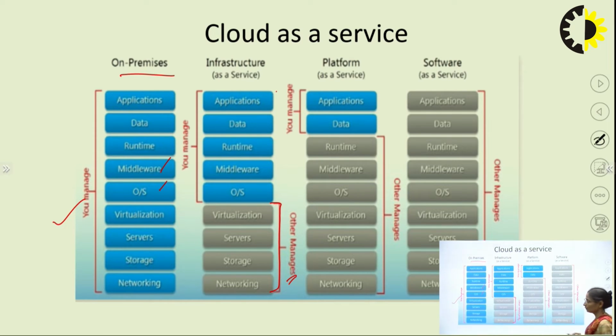Now, in the case of platform as a service, we are using the platform over the cloud or over the internet. Then in that case, up to here, it is present with the CSP. Whereas in the case of software, you are just availing the services. So the software also needs to be installed at the CSP end. So up to here, nothing is with you. It is managed by the CSP.